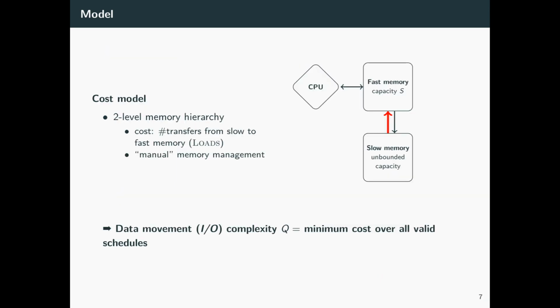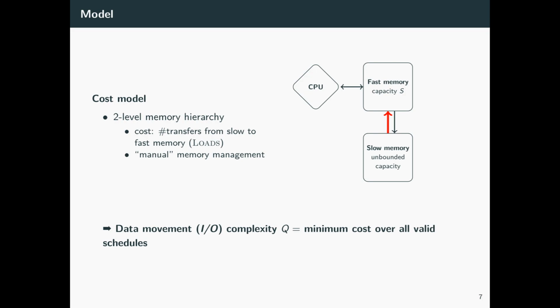For a given schedule for a program, we need to define the cost in terms of I/O of this program, and this is done in a very simple cost model. We have two levels of memory: a slow memory of unbounded capacity that you can think of as the RAM, and a fast memory of fixed capacity S that you can think of as the cache. And the cost of a program is the number of transfers that is done for a given schedule from slow memory to fast memory, that is loads. And the memory management, that is load and store, is done manually. There is no cache policy.